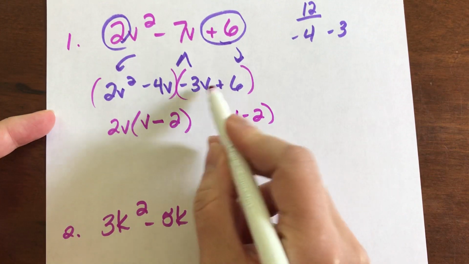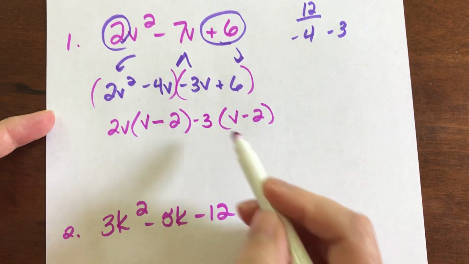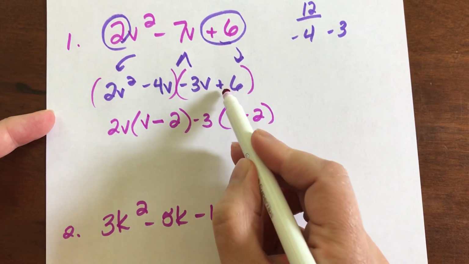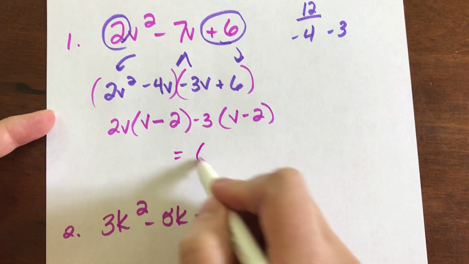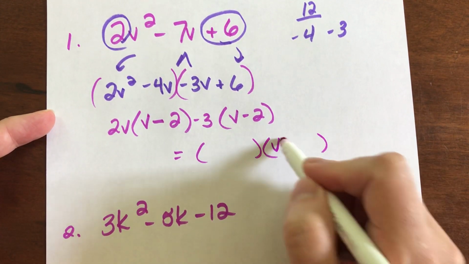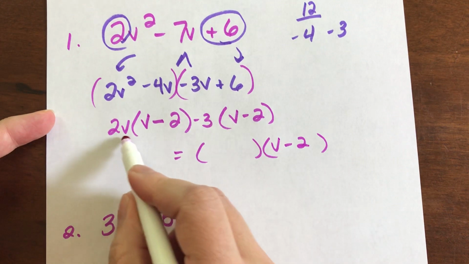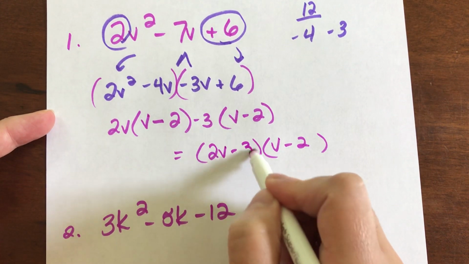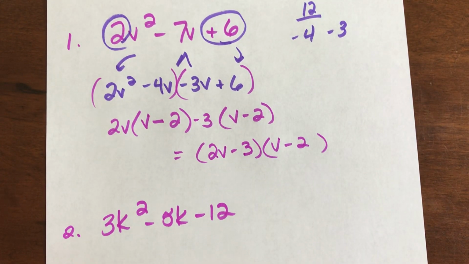So v times what is negative 3v? A negative 3. Double check. Is negative 3 times negative 2 positive 6? Yep. So my final answer is going to be the v minus 2. You bring the duplicates down, and then you bring the outside down in the other one. So you have 2v minus 3 and v minus 2. So that should be the answer for number 1.